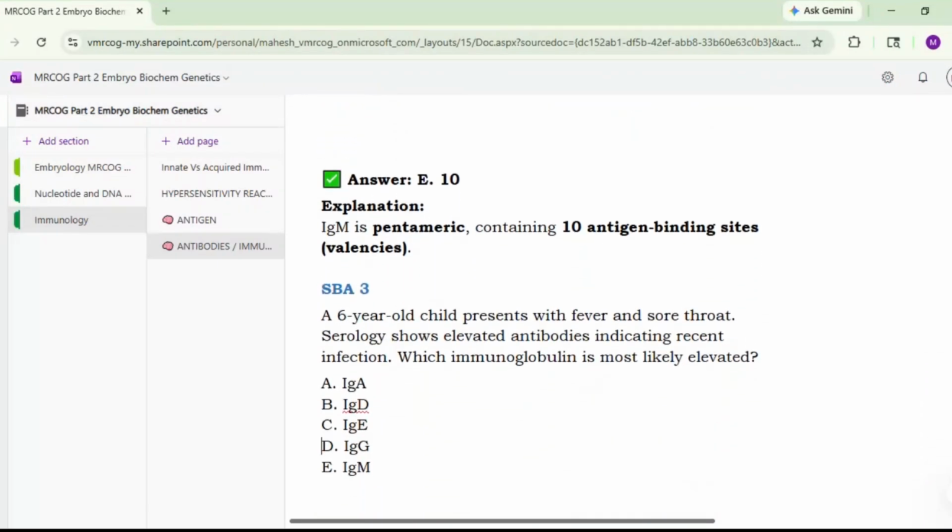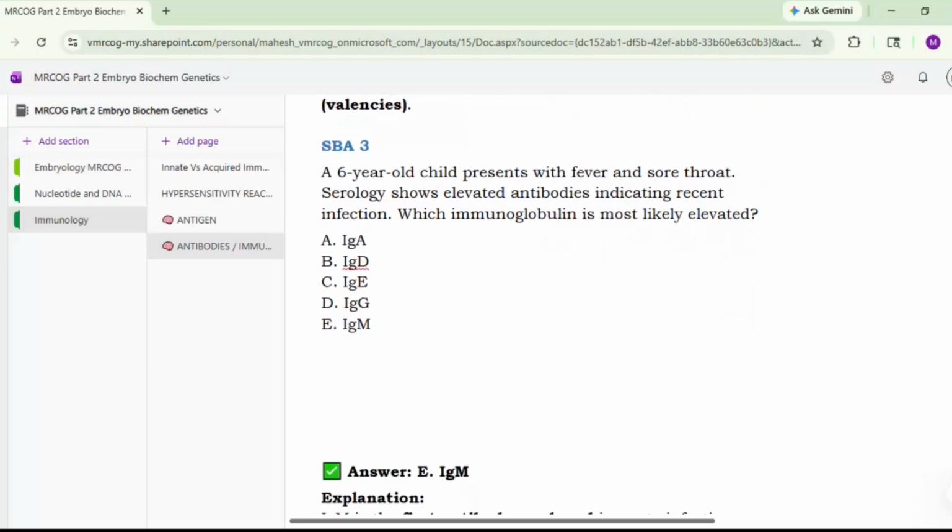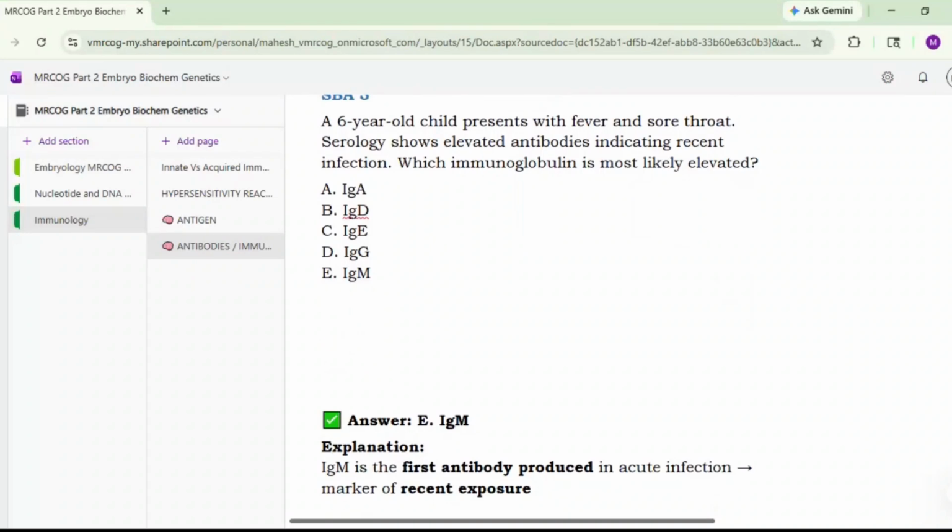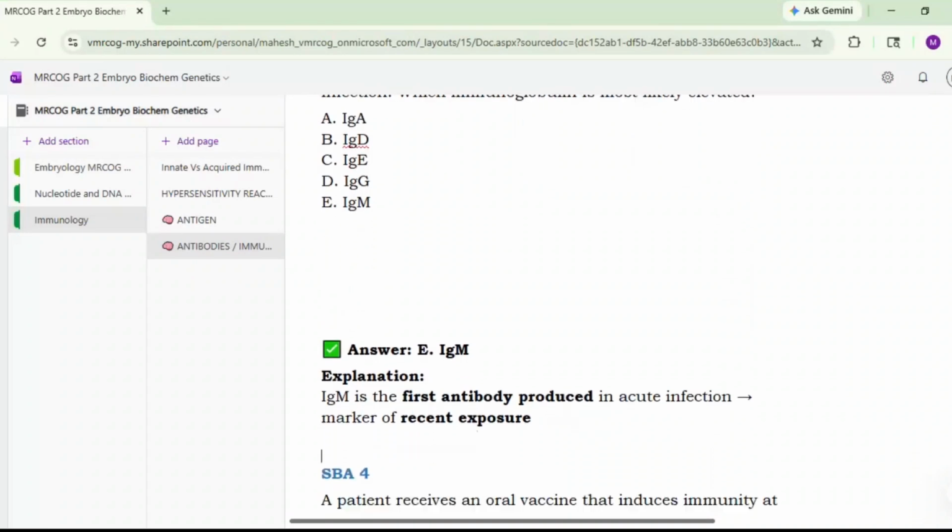Next. A 6-year-old child presents with fever and sore throat. Serology shows elevated antibodies indicating recent infection. Which immunoglobulin is most likely elevated? Sir, option C, IgE. Why IgE here? Fever and sore throat, allergy maybe. Is it? IgM. It is a primary response. We are looking for a recent infection, primary response. So IgM. IgM is the first antibody produced in acute infection, a marker of recent exposure.